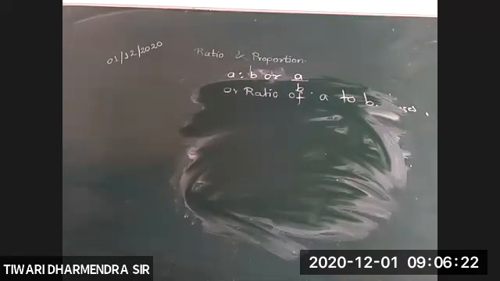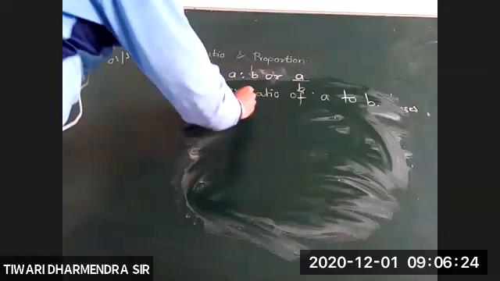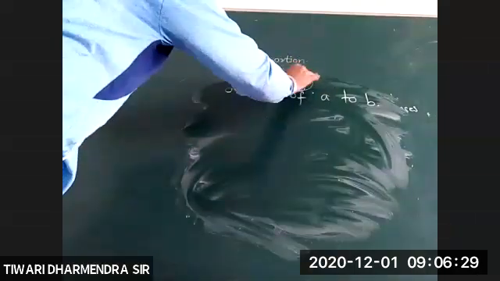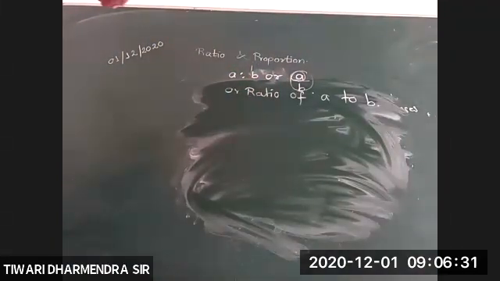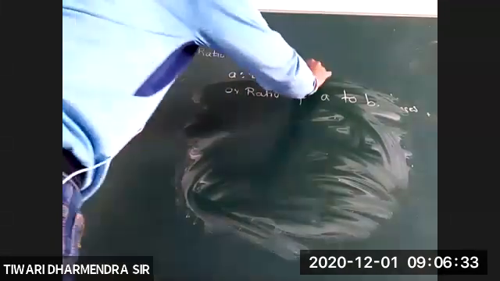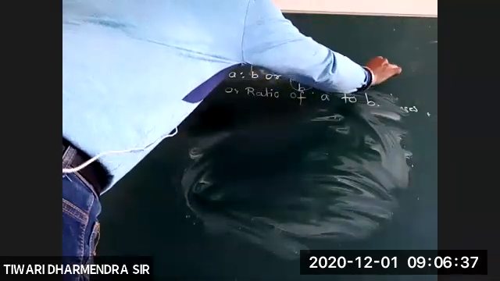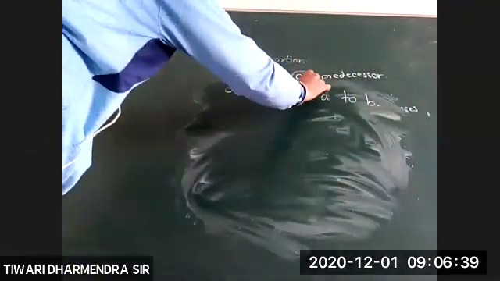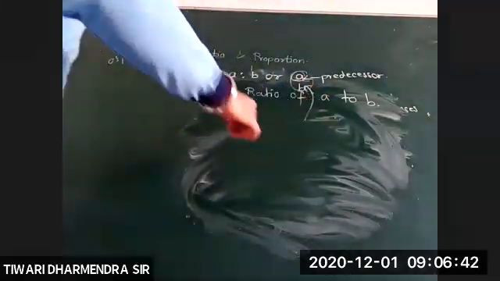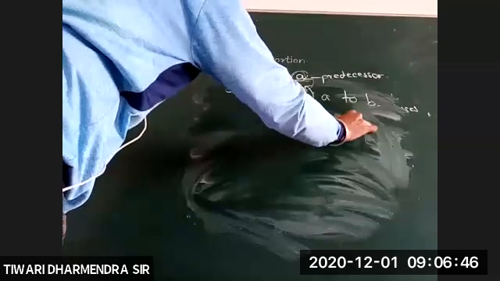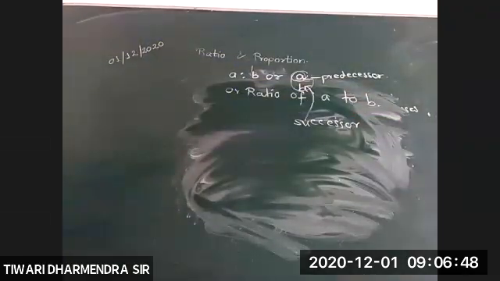So in a by b, the term or the number which is in the numerator is called the predecessor, and the number b which is in the denominator is called the successor.